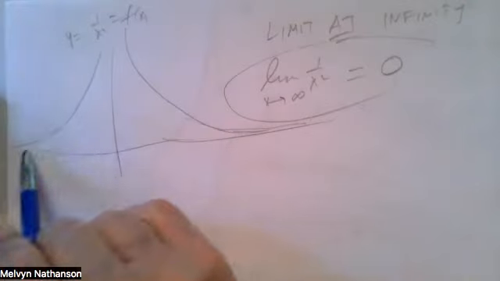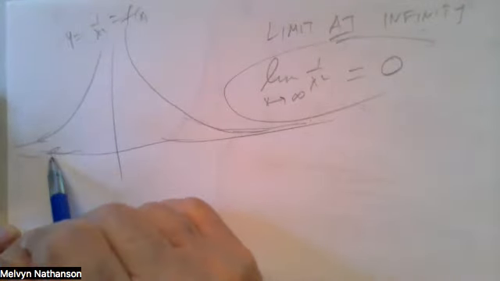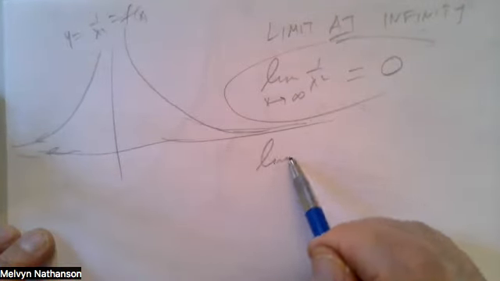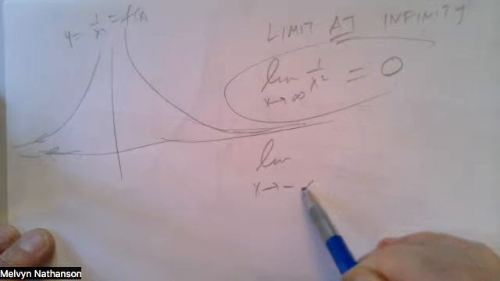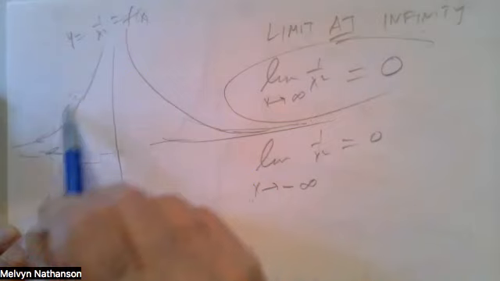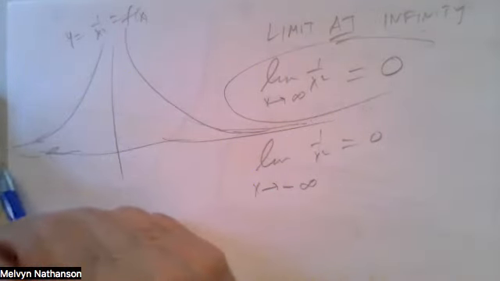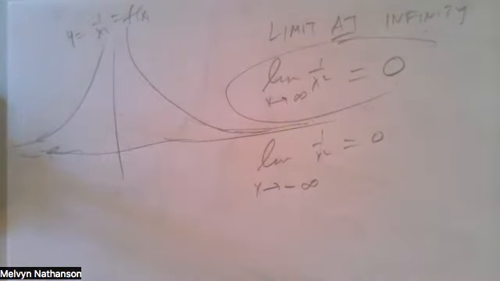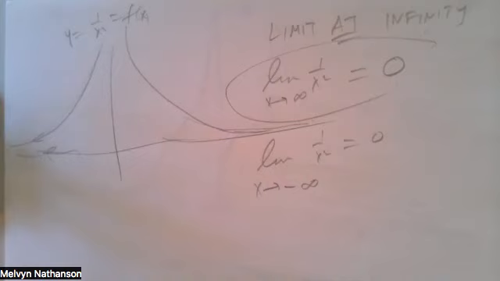And what happens when you go to minus infinity? The limit as x goes to minus infinity is also equal to 0. You're approaching 0 as you go off to infinity to the left. So those are limits at infinity. You can also say these limits don't exist, but, well, sorry, but they do.